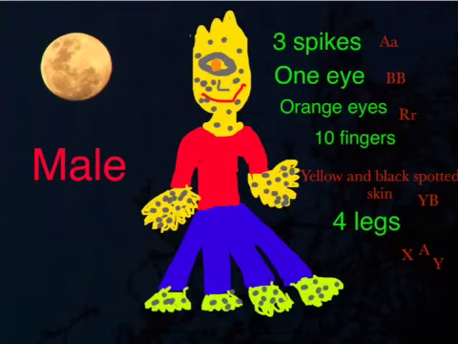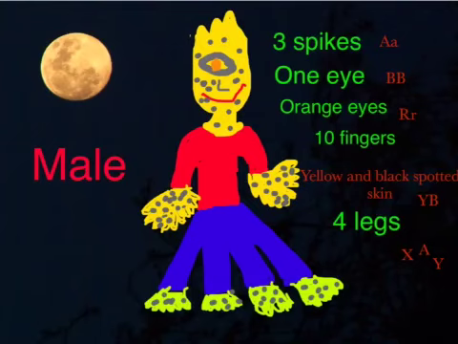But this is my male snork. Note that he has 3 spikes on his head. I said that his genotype is big A, little a. He has 1 eye. I said that his genotype is big B, big B. He has an orange eye, which his genotype is big R, little r.